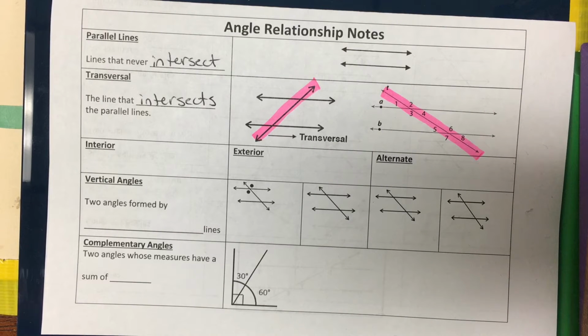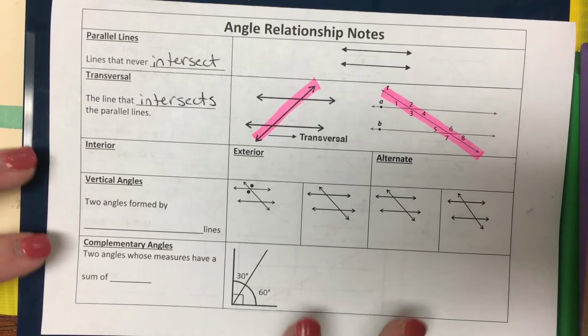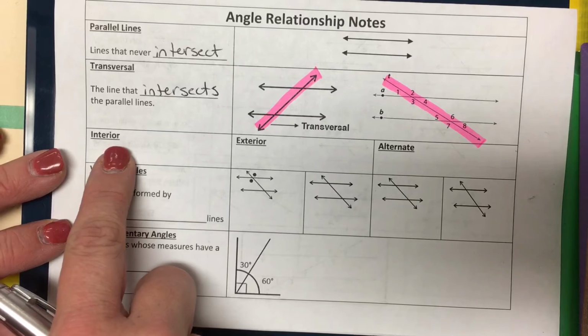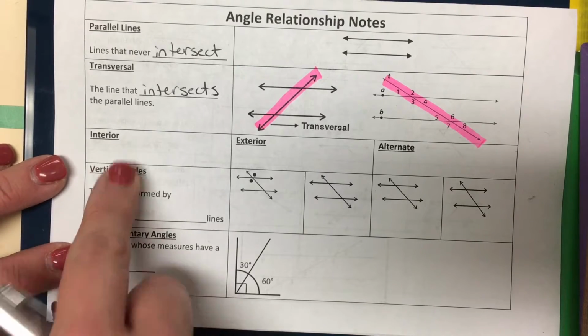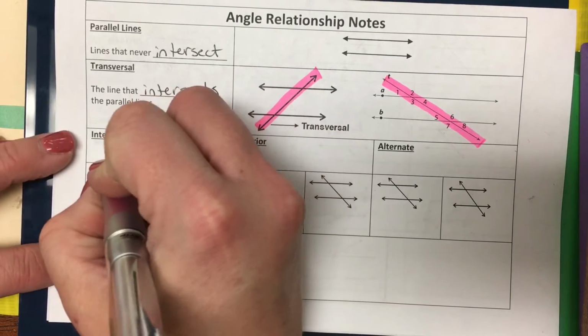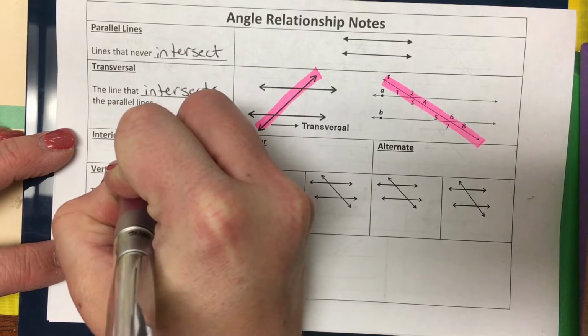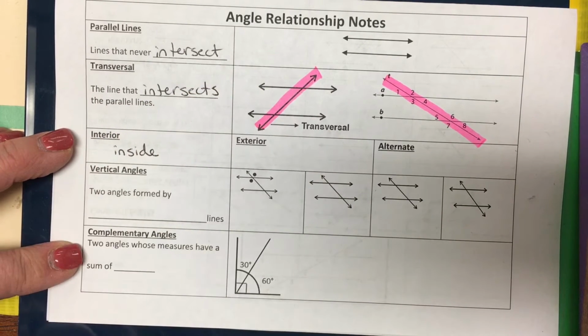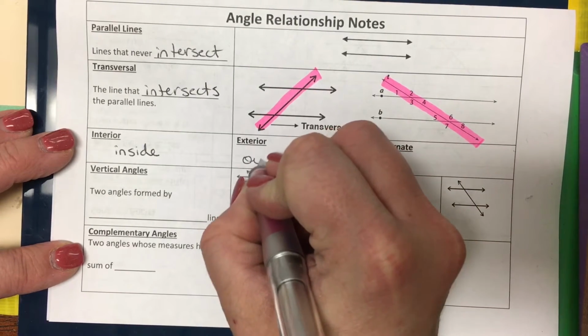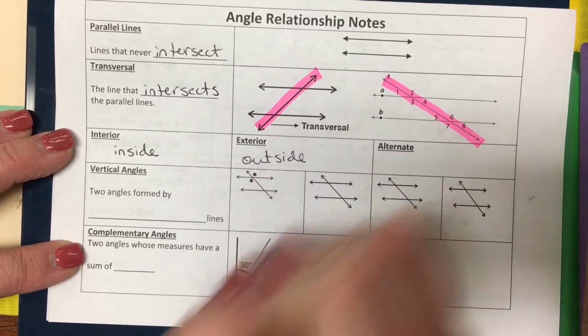All right, a few words that we need to know as we learn some new angles. Acute and obtuse, those were great in elementary school, but we've got some more angles to learn. One of the words we need to know is interior. Interior is like interior designer. The interior of your house, that means inside. All right, exterior, that's like the outside of your house. Okay, outside.